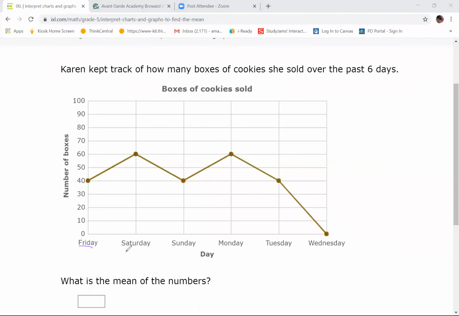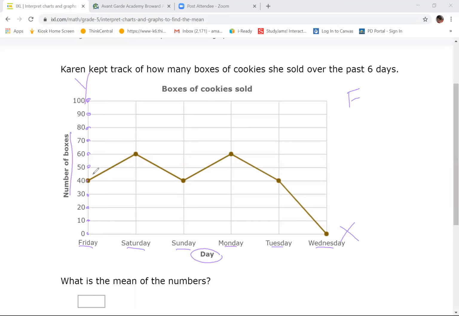We have Friday, Saturday, Sunday, Monday, Tuesday, Wednesday. So here are all the days on the x-axis. Here on the y-axis, she has the number of boxes. 0 boxes, 10 boxes, 20 boxes, 30, 40, 50 boxes, 60, 70, 80 boxes, 90 boxes, 100 boxes. So they need to know what is the mean of those numbers. Well, let's take a look at Friday.